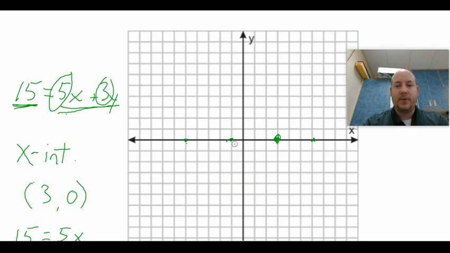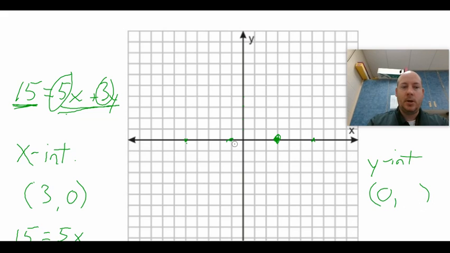Okay, I can do the same thing for the y-intercept. Anything on the y-axis, my x value is going to be 0. So I make my x value 0. And again, 5 times 0 is 0, so I'm basically solving 15 equals 3y, which again is mental math. 3 times 5 is 15. So my y-intercept is at (0, 5). 1, 2, 3, 4, 5.